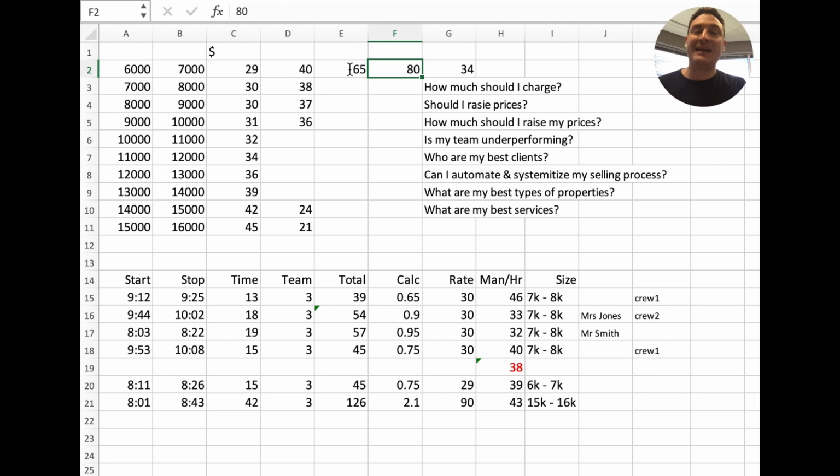You might look at some of this data by geography. Like in this neighborhood, we're making $40 an hour. In these other neighborhoods, we're making 46 a man hour. Why? What's the difference? Okay, maybe we need to focus on these neighborhoods. There's so much data here.